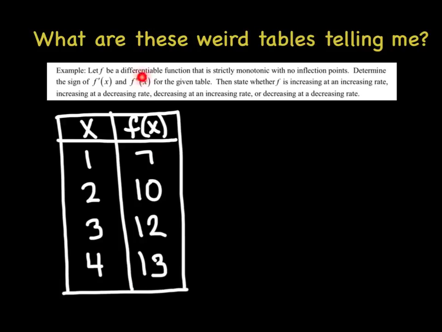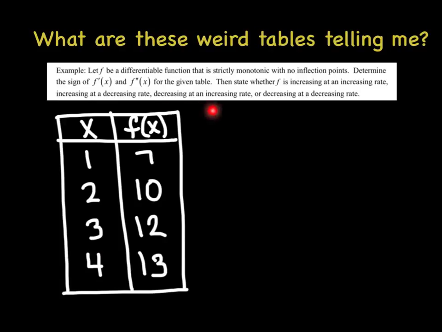They say it's a differentiable function. Good, it's continuous. Strictly monotonic means there are no maxes or mins. It's either only increasing or only decreasing, and it also says there are no inflection points here. So they're taking a lot of fun out of it, you could say. But they want me to determine the sign of f prime and f double prime. So we're going to try to visualize those last 4 examples we just did and see if this table fits one of those 4 examples. And of course, if all else fails, we can always plot these points as well.